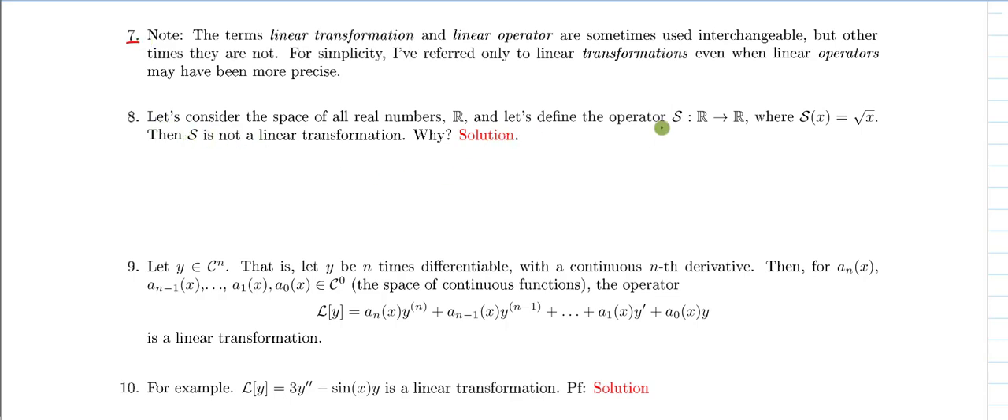Let's look at something that isn't a linear transformation. We know that the space of real numbers is a one-dimensional vector space, and we could have an operation that takes us from R back to R by S of some real number is just the square root of that real number. But we see that that's not a linear transformation.